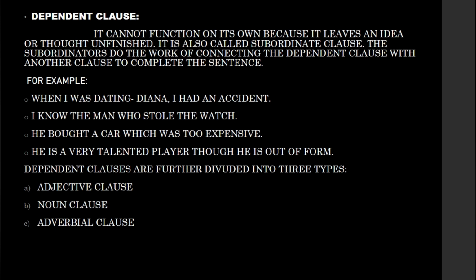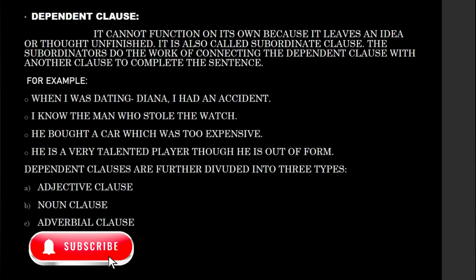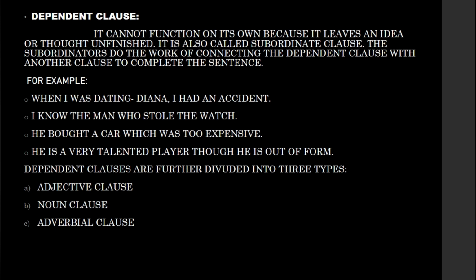So, dependent clause is a type of clause that does not give us a complete sentence, or that does not make a complete sense, and it leaves an idea or thought unfinished. They are usually called subordinate clause, but their actual name is dependent clause because they depend on another clause to complete their sentence. We join one dependent clause with another clause by the subordinators to complete the sentence.